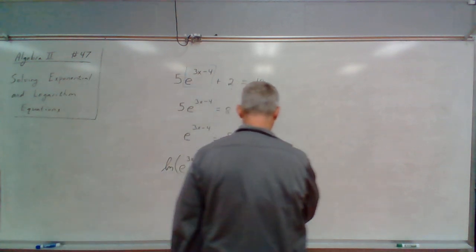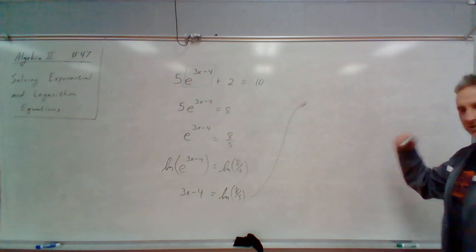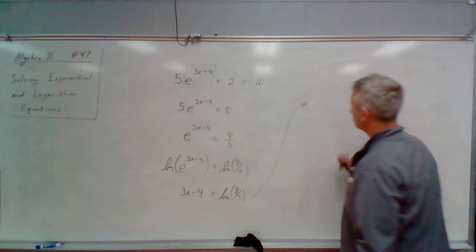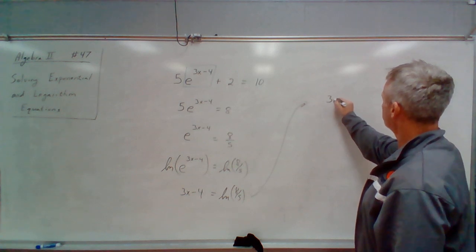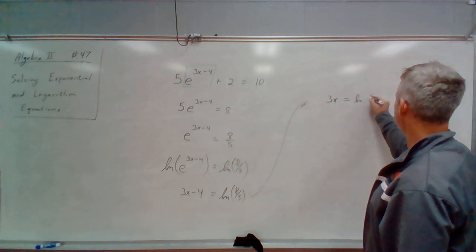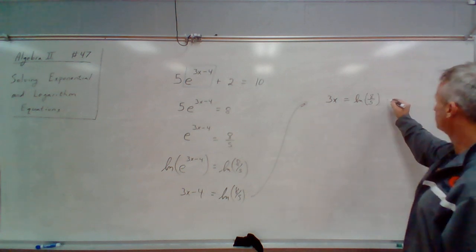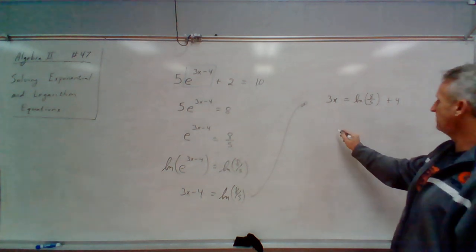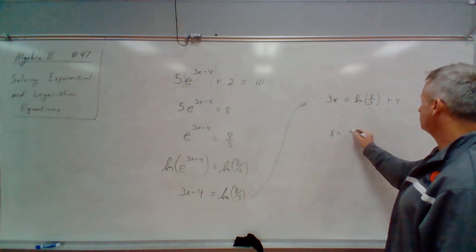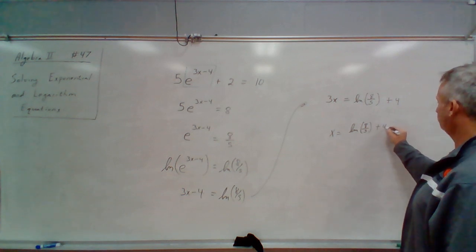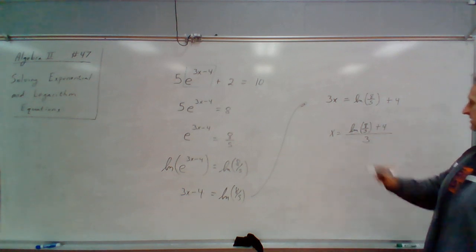And then we'll finish solving that out just in time because my marker is about to go dry. I'm going to add 4 to both sides. So 3x is equal to the natural log of 8/5 plus 4. Now, final step, I'm going to divide everything by 3, and I get x is equal to the natural log of 8/5 plus 4, divided by 3.